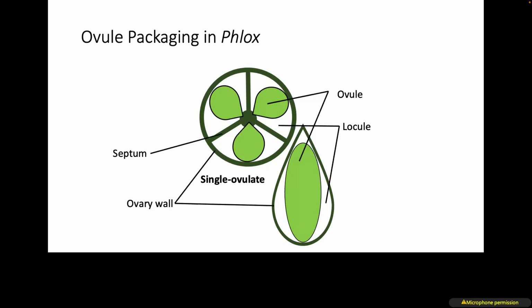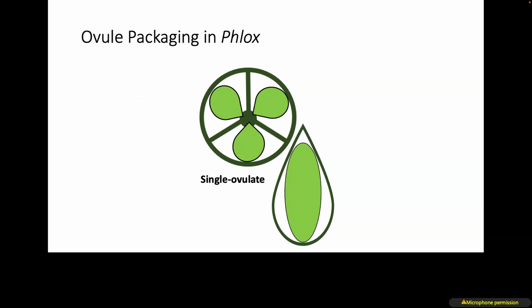And then we have a central septum, and what is particular to not just Phlox, but many other closely related genera is that the placenta is located at the central portion of the septum. This is what gives rise to the ovules. So this is about 60 to 65 species of Phlox.